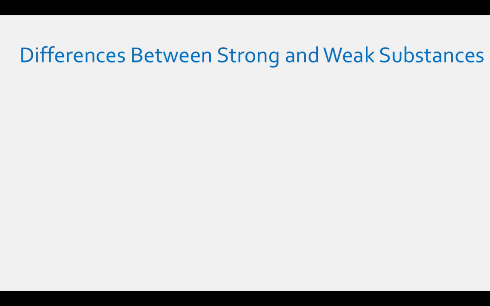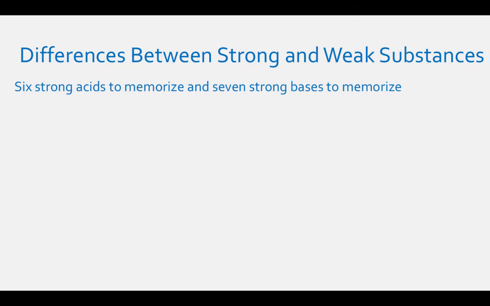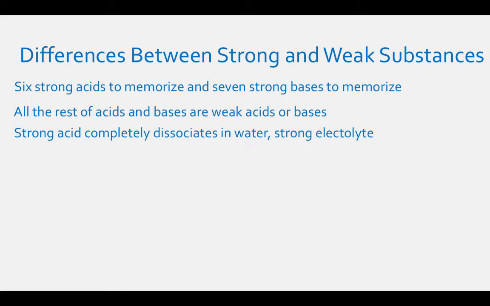There are 6 strong acids to memorize and 7 strong bases to memorize. All the rest of the acids and bases that are out there are weak acids and bases. The difference between a strong acid and a weak acid is that a strong acid completely dissociates in water. It is a strong electrolyte.